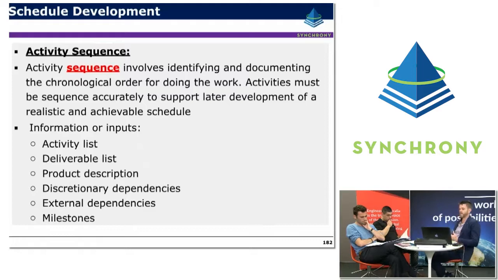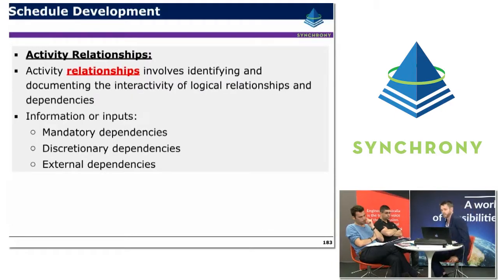So there might be cases where particular activities rely on the judgment of a subject matter expert. The sequencing involves identifying and documenting the order for doing the work. The activities must be sequenced accurately to support later development of a realistic and achievable schedule. The inputs include activity lists, deliverable lists, product descriptions, discretionary dependencies, external dependencies, and milestones. The activity relationships involve identifying and documenting the interaction or the dependencies between these different activities and the logical relationships.